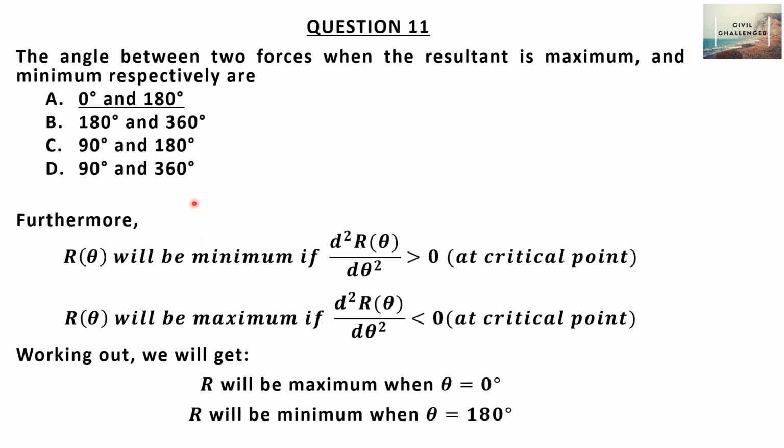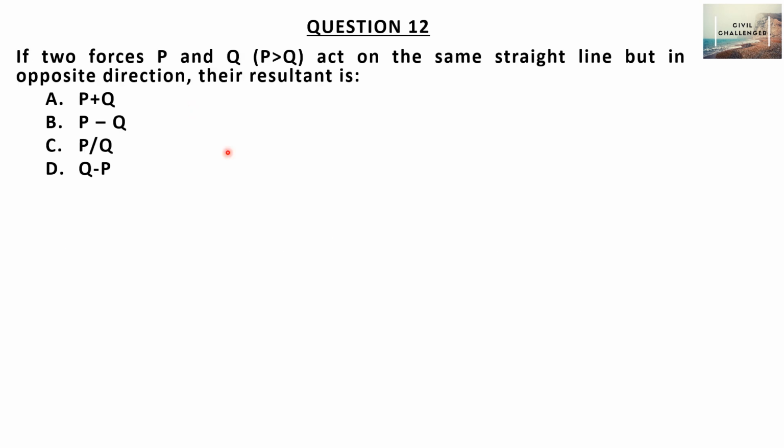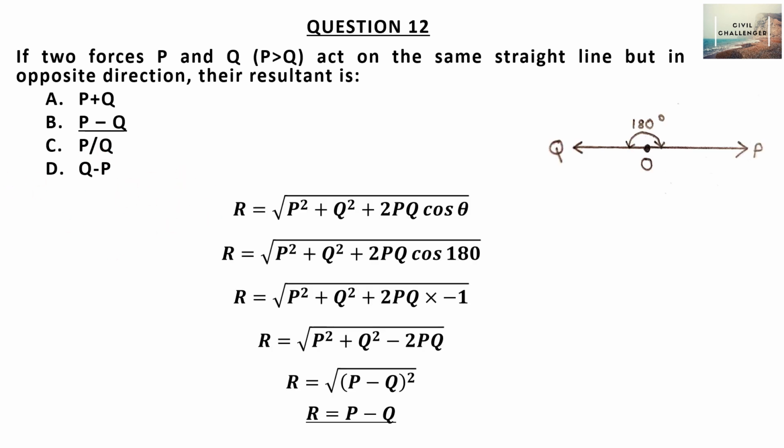The results are important from the PSC or SSC point of view, and we only get very limited time to solve the questions. So the angle between two forces when the resultant is maximum is 0 degree, and when the resultant is minimum is 180 degree. Now the next question is, if two forces P and Q, P greater than Q, act on the same straight line but in opposite direction, their resultant is option A P plus Q, option B P minus Q, option C P divided by Q, option D Q minus P.